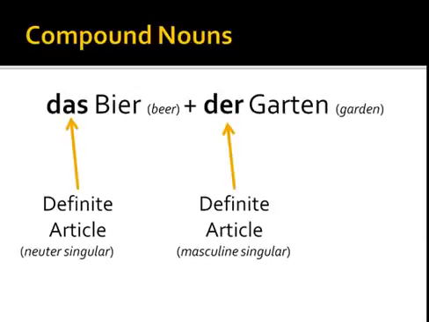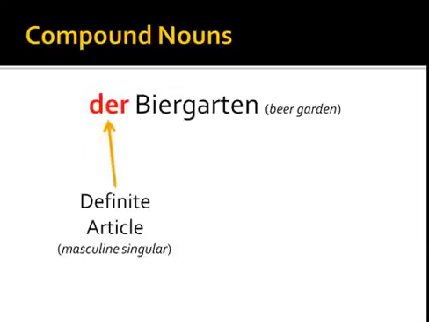So let's look at das Bier, the beer, neuter singular, and der Garten, garden, masculine singular. Now we want to put these two nouns together to make Biergarten, a place where people go in the summer to drink beer in the evenings and talk with friends. So we have a neuter singular noun and a masculine singular noun. The last component in this compound noun will be der Garten, which means that this place where we go to drink beer in the summer would be a masculine singular noun, der Biergarten.